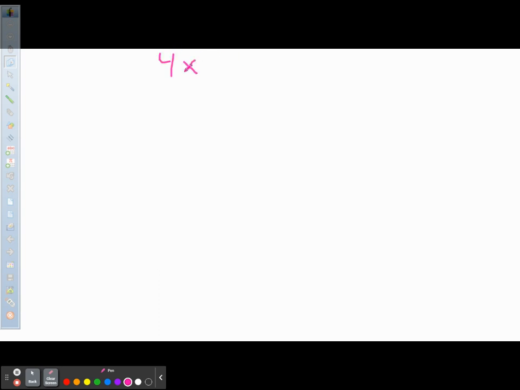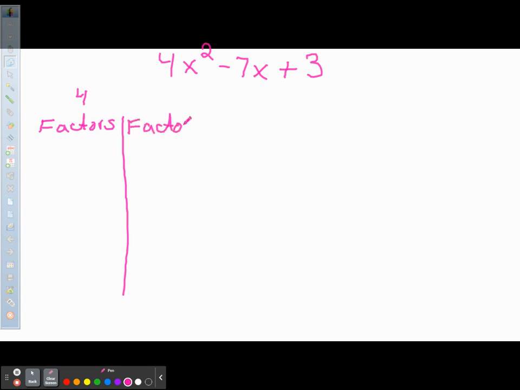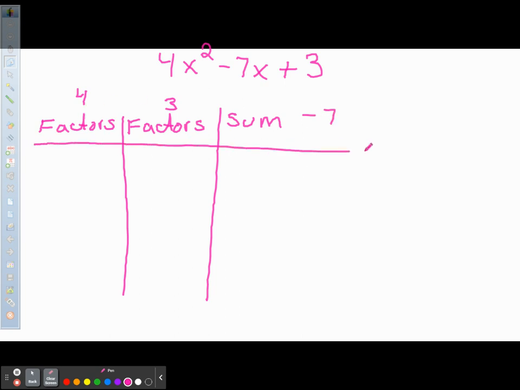4x squared minus 7x plus 3. Here, I notice that my b is negative and my c is positive. So what are my 2 factors going to have to be? They're both going to have to be negative. So my factors of 3, we're going to use -1 and -3. So we've got to do factors of 4, factors of 3, and then we've got to see which ones have a sum of -7. The middle term has a sum of -7.